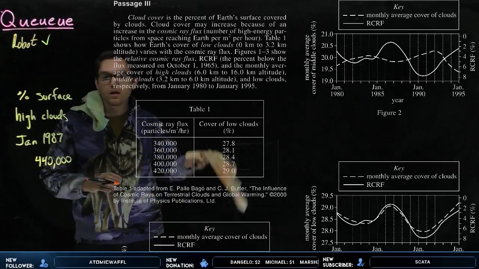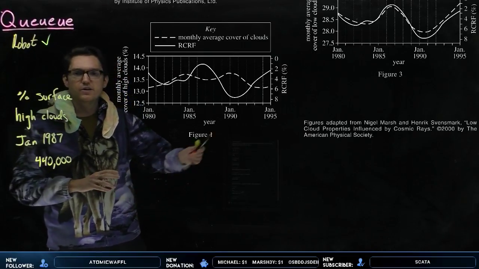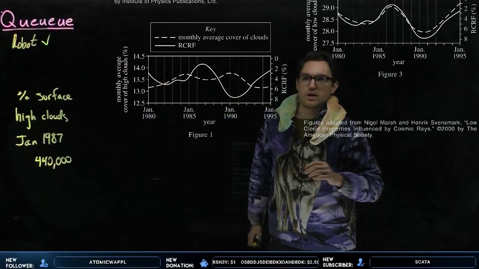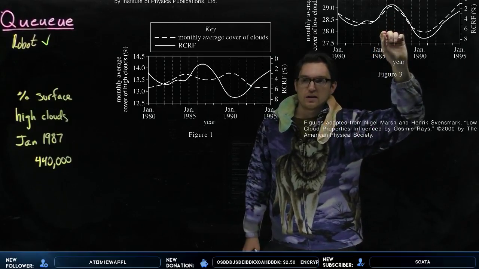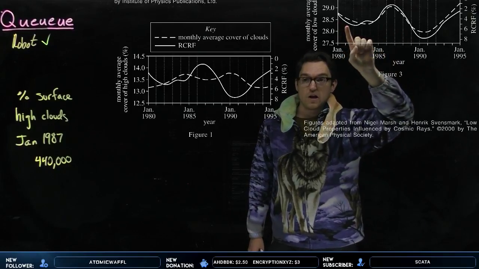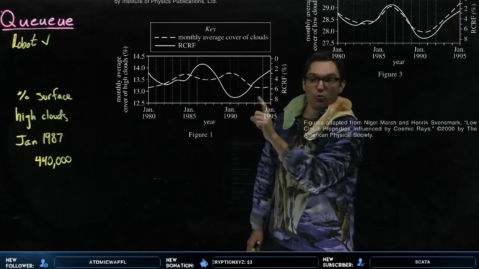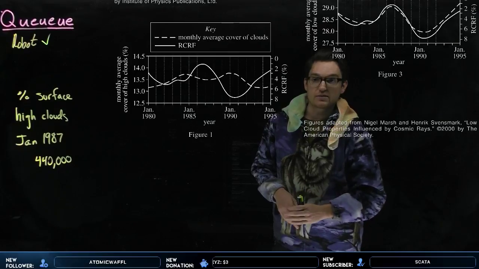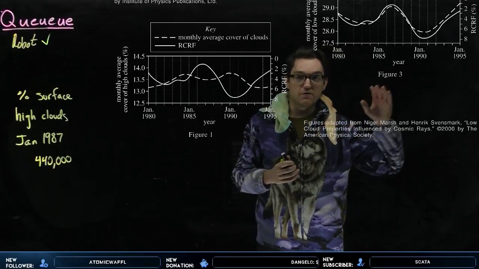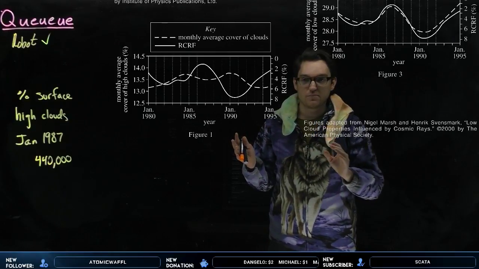Figures 1 and 3. Actually, Brendan, can you pull us down? Yep. Perfect. Let's look at figure 3 first. I'm going to hop over here. Is there a correlation we see between the monthly average cover of clouds, which is the dotted line, and the RCRF, which is the solid line? The answer to that is, oh my gosh, yes. These things are following each other really, really closely. If you compare that to figure 1, there's way more of a disconnection between these lines. In fact, there doesn't seem to be any kind of discernible pattern between these two lines. So the correlation in figure 3 is way stronger than the correlation for figure 1. Okay, let's keep that in mind.